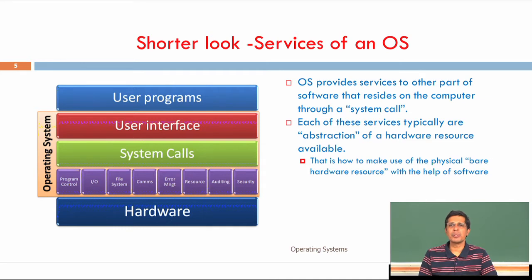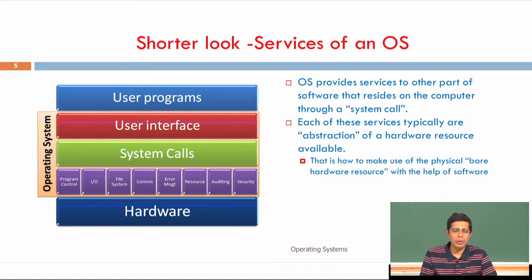So there is a user program, the entire setup is to basically run that user program properly, and the operating system provides a user interface using which the user program can call the system calls. And what does the system call do? It actually provides an abstraction of the hardware resources available. And what are all the abstractions that you see? I can look at mechanisms by which I could control the program, there are IO devices, I see a file system, there are communications that could be established, error management, resource management, auditing, security, everything are the abstractions, and the system calls can be used to achieve these abstractions.